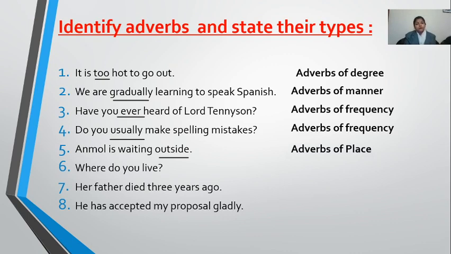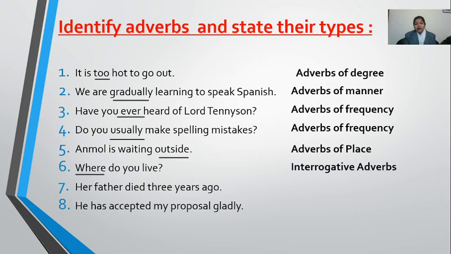Now look at the sixth sentence. Where do you live? Again one interrogative sentence. This time the sentence is beginning with a question word, a WH word. Where? And it is not taking any noun or pronoun after this. So this is my adverb. And what type of adverb is it? This is your interrogative adverb. Okay? Now let's come to the seventh.